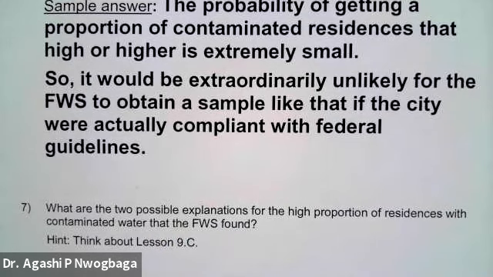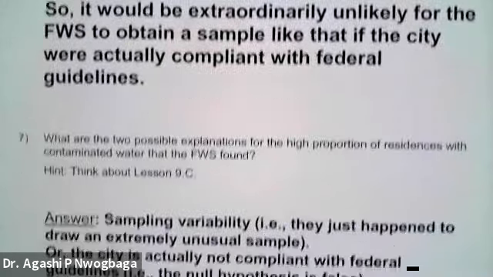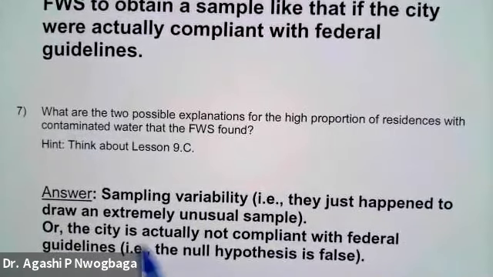Well, there are many ways to explain this. One way is sampling variability, that is, they just happened to draw an extremely unusual sample. Or the city is actually not compliant with federal guidelines. That is, the null hypothesis is false. These are possible explanations.